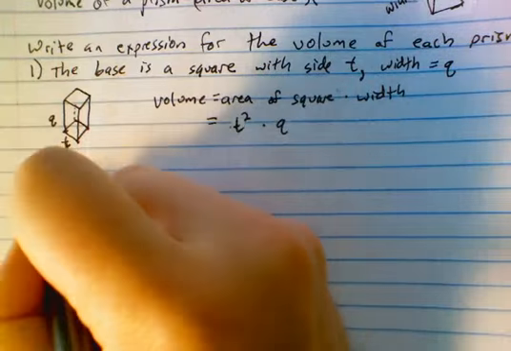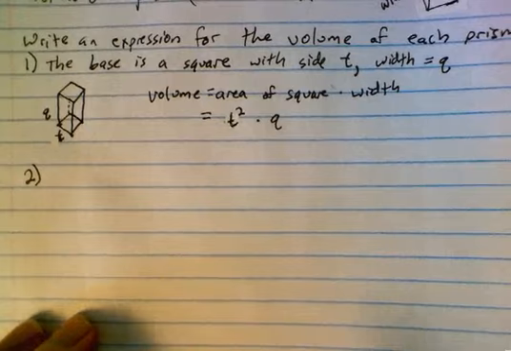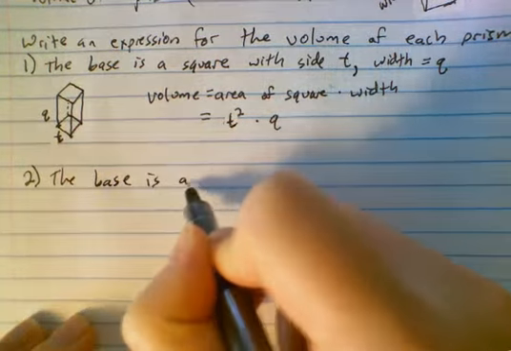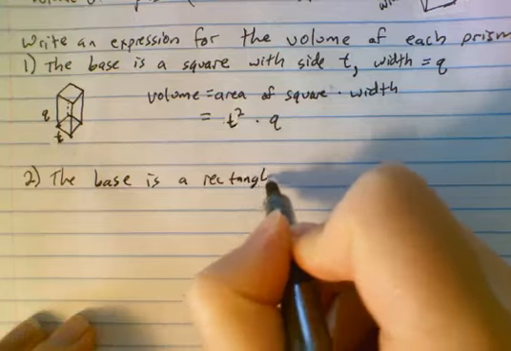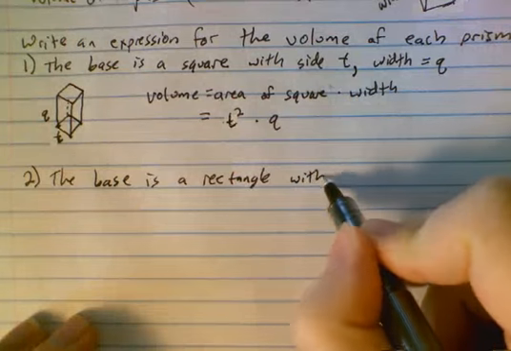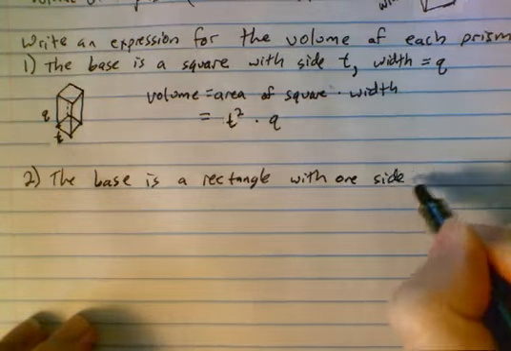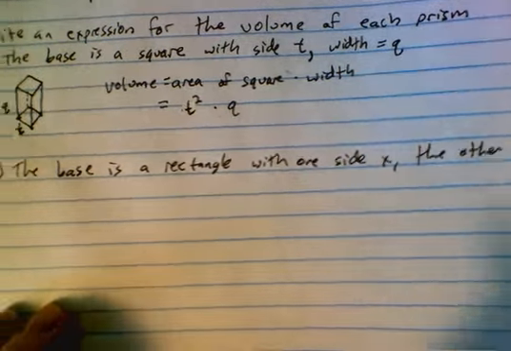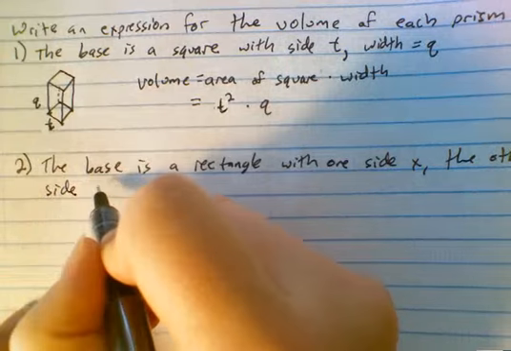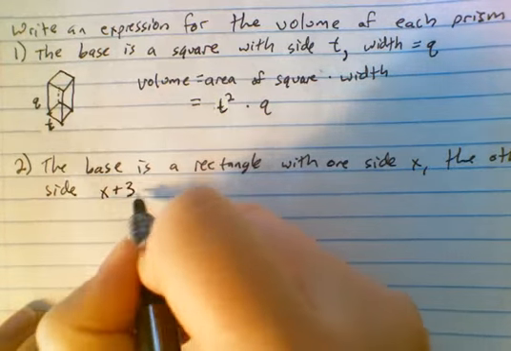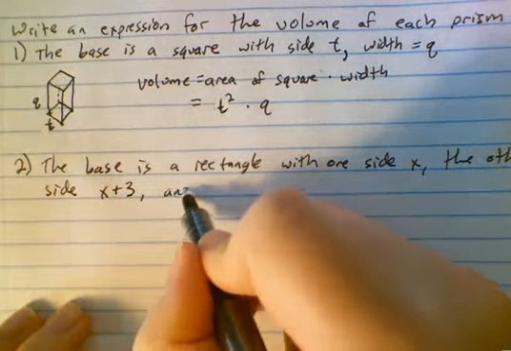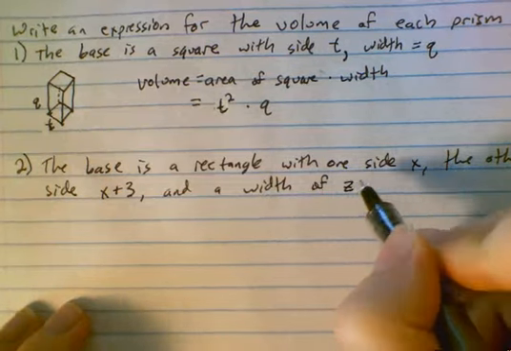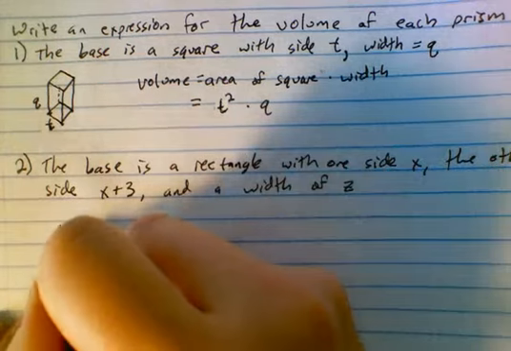I'm also going to draw these in different orientations. You should be able to find these volumes no matter what. So we're going to say the base is a rectangle with one side x, the other side x plus 3, and a width of z. So let's say our base is over here this time.